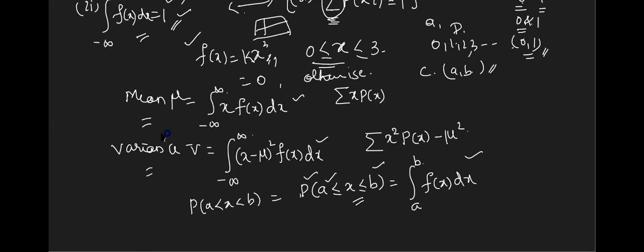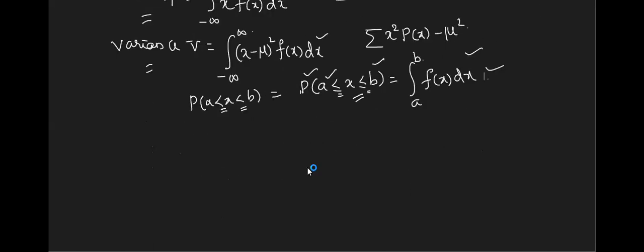Whenever you find probability values in case of continuous, don't worry whether equal to is there or not. Am I clear? Both are the same probability values only. So this is how we have to calculate. Let me take one example. This has appeared in the model question paper.